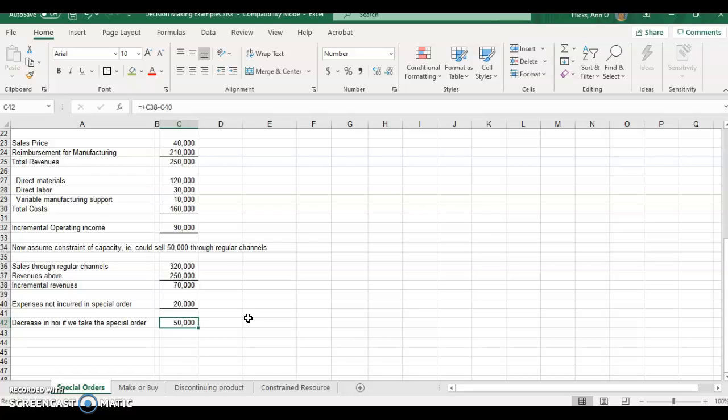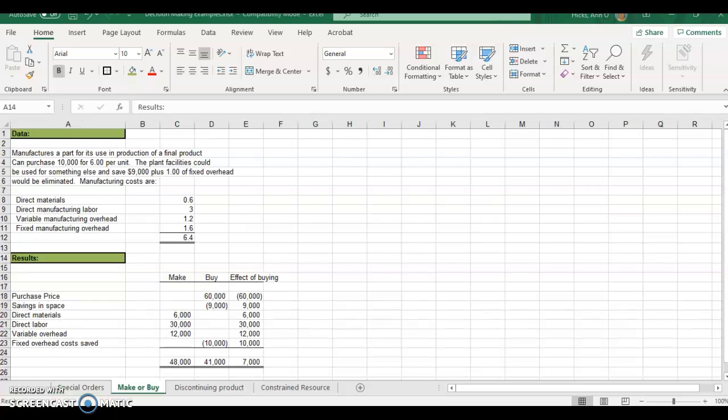Point being, there are always qualitative considerations to make when you walk through a scenario like this. The costs are important, but there may be other implications as well. So make sure that you think about those implications too.